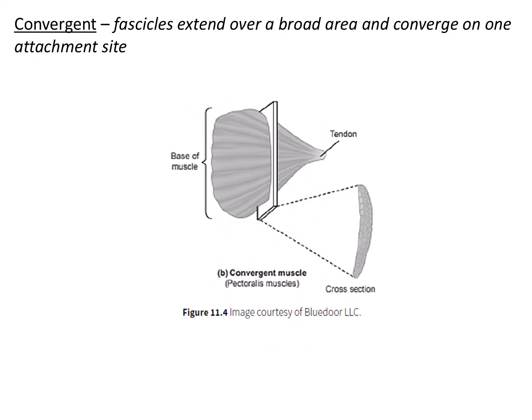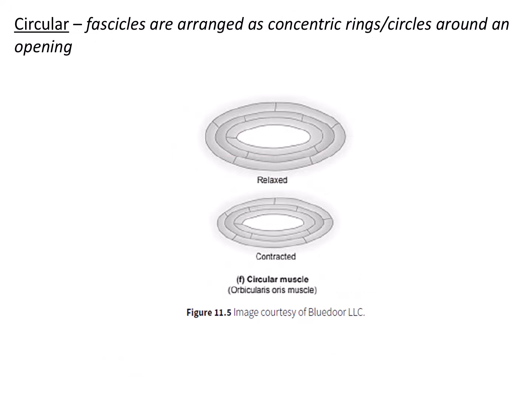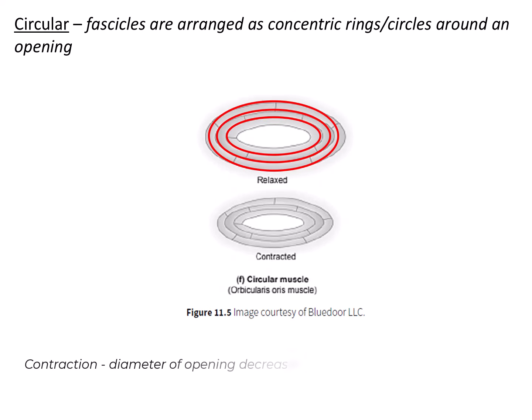A convergent arrangement of fascicles extends over a broad area and converges on a single attachment site. The pectoralis major is an excellent example of a convergent muscle. These muscles are very versatile since contraction of different portions of the muscle can change the direction of pull. Next up are circular muscles. Here the fascicles are arranged in concentric rings. Orbicularis oris is an excellent example of a circular muscle. When this muscle contracts, it causes the diameter of the opening to decrease.